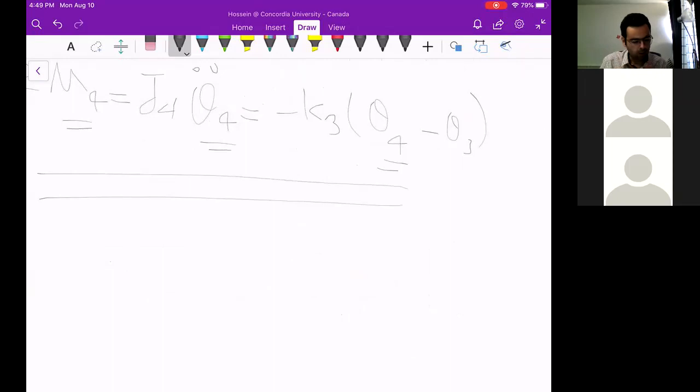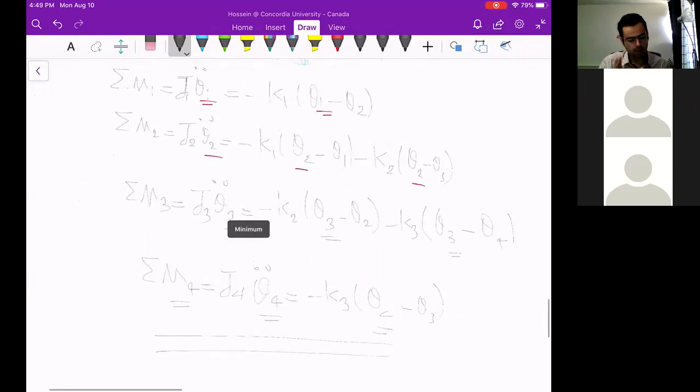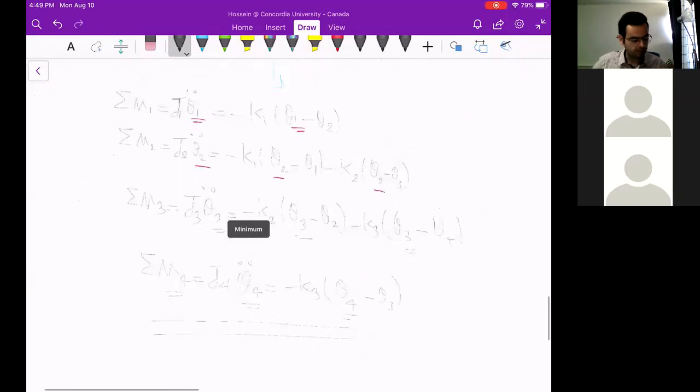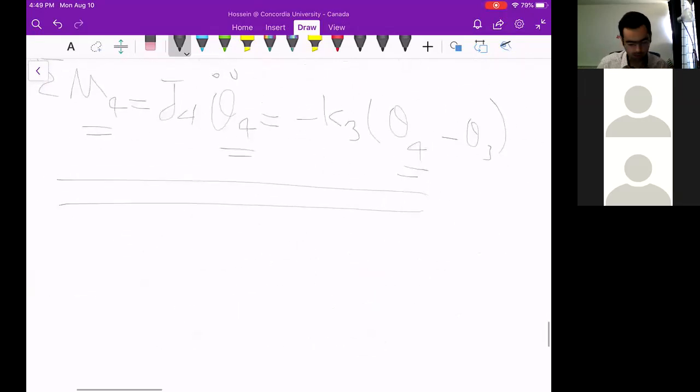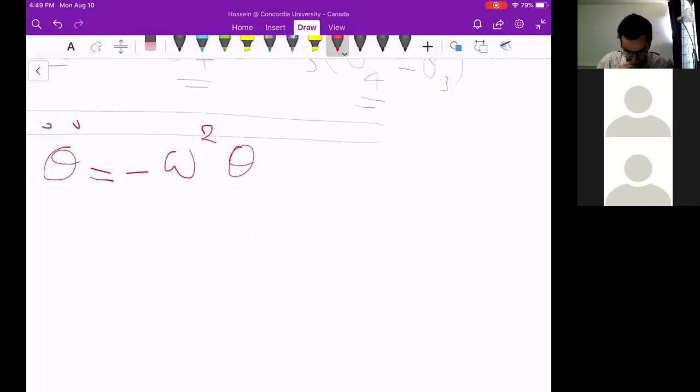In order to further simplify, take a look at the left-hand side containing acceleration. We could relate acceleration to the displacement by assuming a harmonic motion. Suppose the excitation is harmonic. Therefore, theta double dot would be minus omega squared theta. The response can basically be written in a sinusoidal form like this.